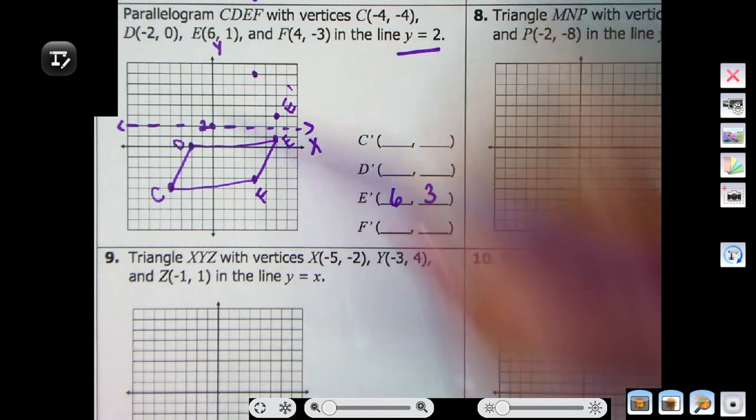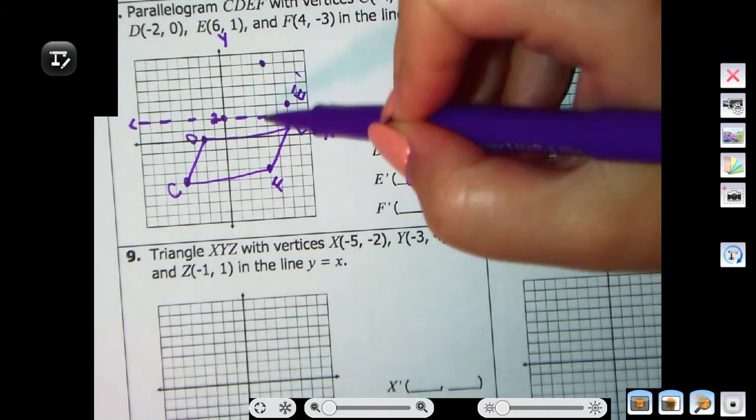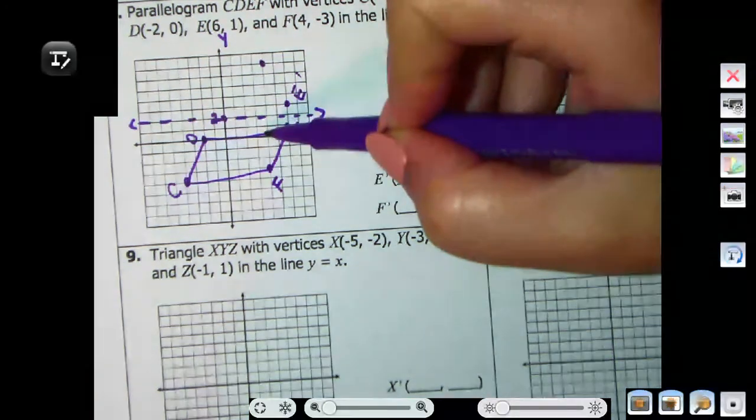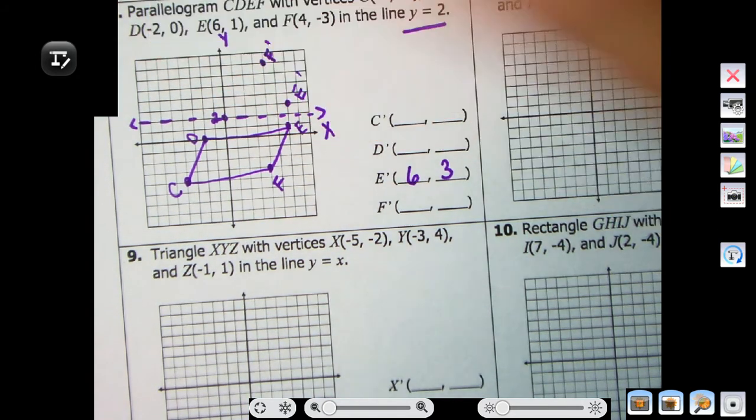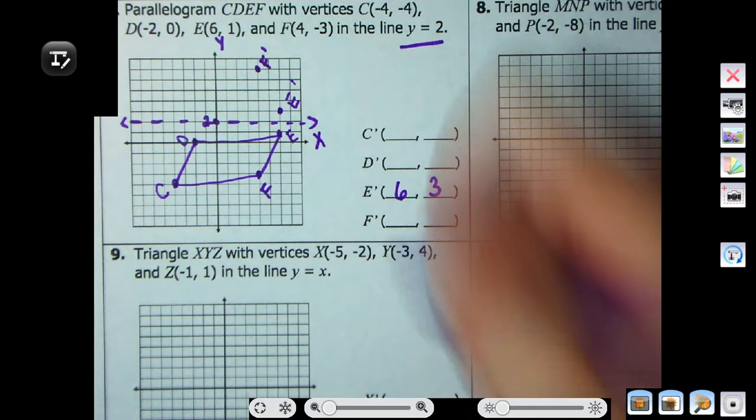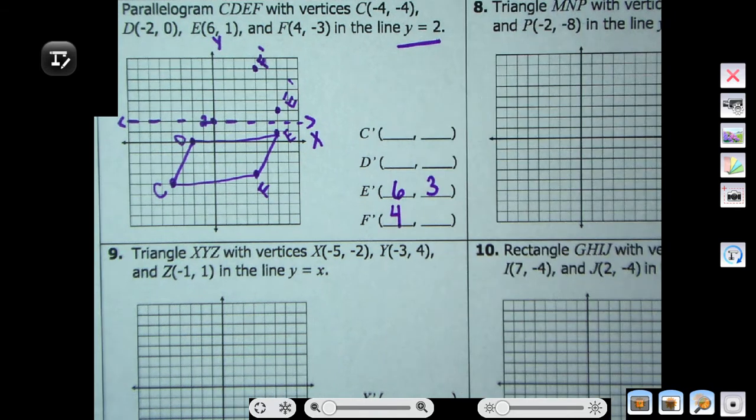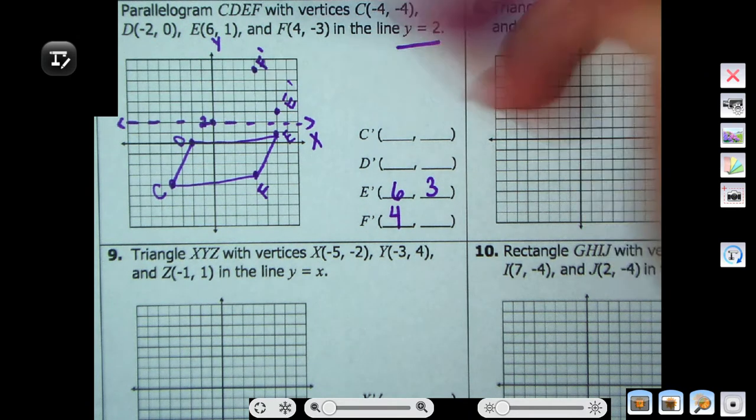I'm going to go ahead and double count, make sure I count it right. 1, 2, 3, 4, 5. So 5 units there. 5 units there. So that's how I know I plotted it right. So that's F prime. And for F prime, I'm going to put the coordinates as 4, and then I'm up here at 7.